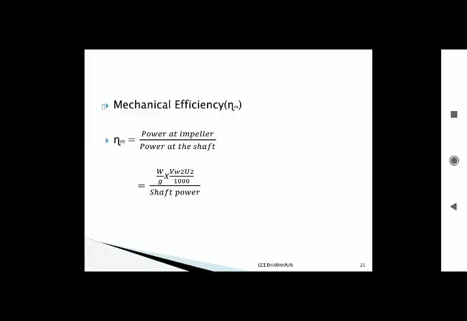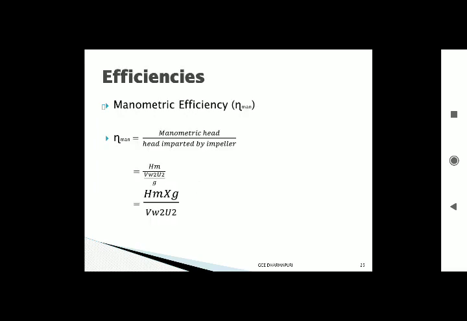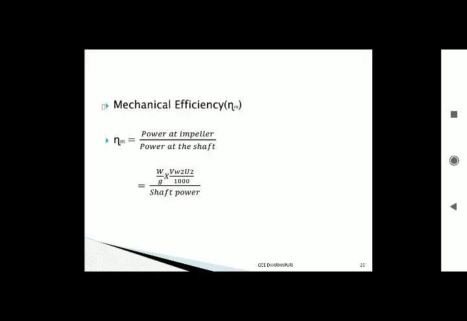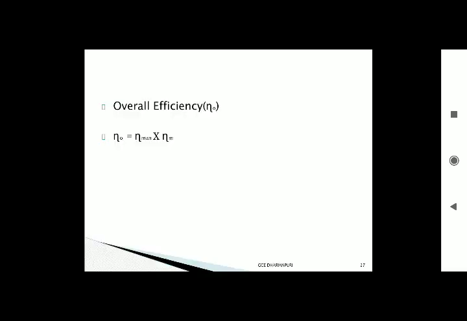Next is mechanical efficiency. Mechanical efficiency is power at impeller divided by power at shaft. Power at impeller we already discussed in the last class itself. If we divide that by shaft power, we will get mechanical efficiency. If we multiply both efficiencies, we will get overall efficiency.